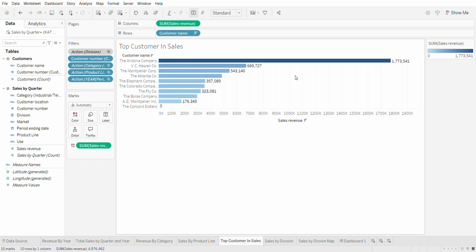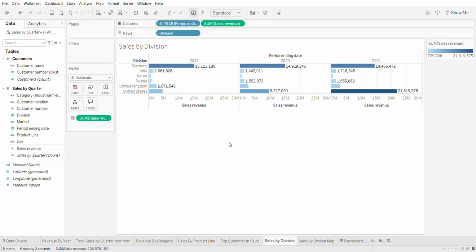Our top customers and sales graph really just shows us our top 10 people who were buying from us. We can use this to maybe advertise a little bit harder to certain other companies and everything like that. We can see the Arizona company had leaps and bounds more sales than any other company, so it might be a good idea to invest in them a little bit more.